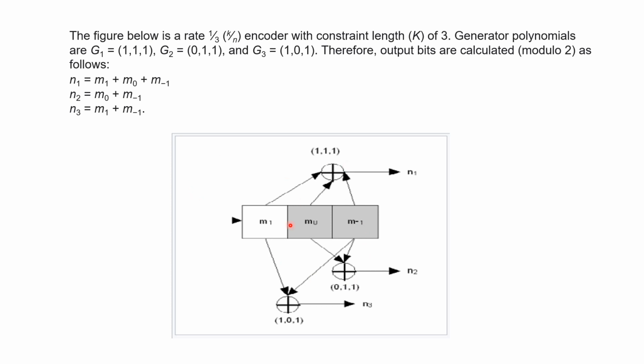The input bit coming in gets shifted through 3 levels, M1, M0, M with suffix -1, and we have 3 outputs, N1, N2, N3. As represented here, N1 contains all the 3 terms, so we take the link from all 3: M1, M0, M with suffix -1. N2 has M0 and M with suffix -1, so we take from these 2. And N3 contains M1 and M with suffix -1, so we take M1 and M suffix -1, and N3 is generated.